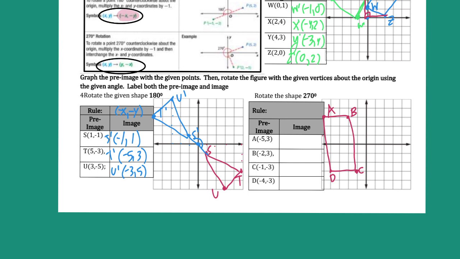You should use a ruler because this looks terrible. But again, I don't have a ruler on my computer, and it's very hard to put a ruler against the computer because it's a touch screen. And so use a ruler when you're doing these.